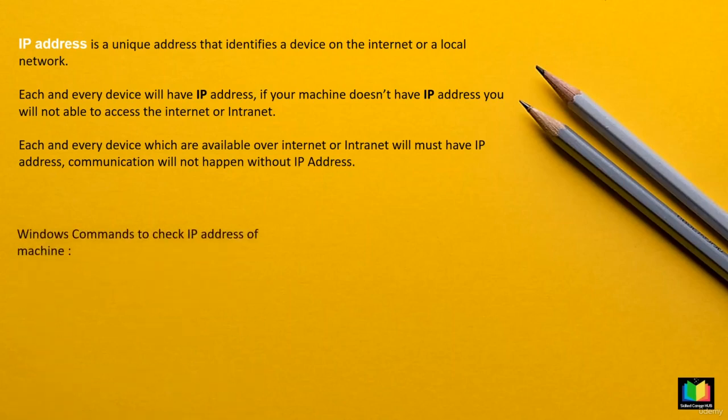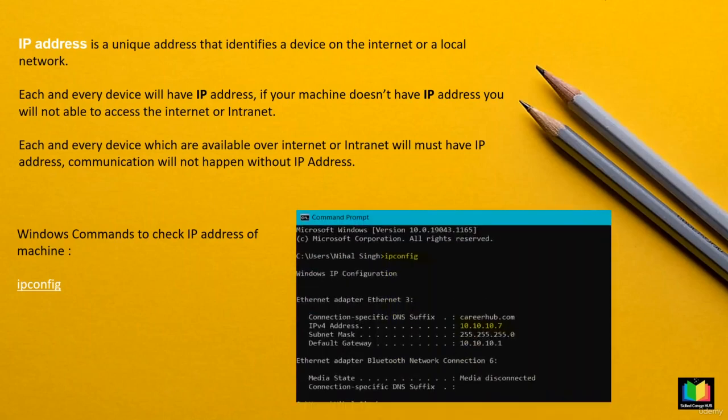Windows command to check the IP address of a machine. Here is the command you can type: ipconfig. Once you enter it, you will get the IP address of your machine. ipconfig /all is the command where you will get more details. Let me give you an example.